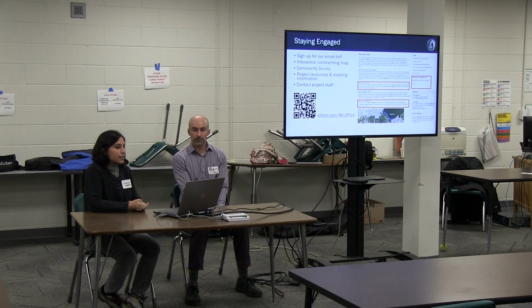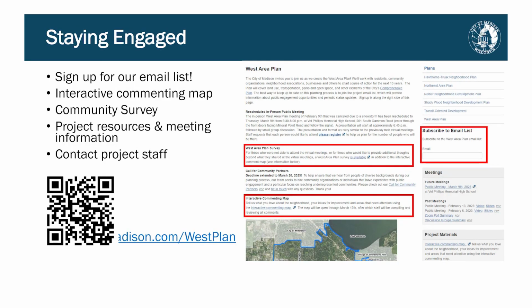So how can you stay engaged in this process? We have a screenshot of our project website here. If you haven't already done so, we encourage you to sign up on our email list so you're getting the most recent updates on the planning process and upcoming meetings. We also have an interactive commenting map on our project website. If you have any specific location-based comments, you can drop those comments in that commenting map. There's also a community survey up on our project website to get your feedback, and then there are other resources on the project website like meeting recordings, presentation slides, and contact information of our project staff.